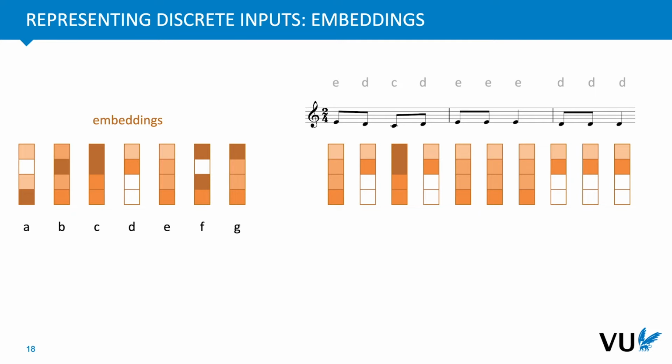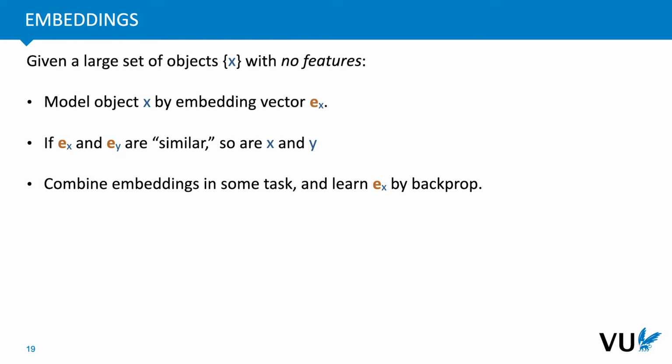Embedding vectors are not specific just to sequence learning. We'll see them in some other settings as well. So let's define the basic principle. If we have a large set of objects, X, and these objects have no features that allow us to learn a representation of them, what we can do is model every object by an embedding vector, where we say that if the embedding vectors for two objects X and Y are similar, then so are the objects X and Y, where similar is some kind of function that we need to define. And then we combine these embedding vectors in some task, like a sequence learning task, and learn the content of the embedding vectors by backpropagation.